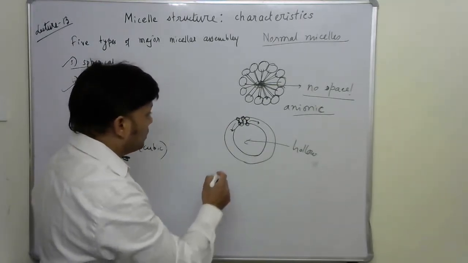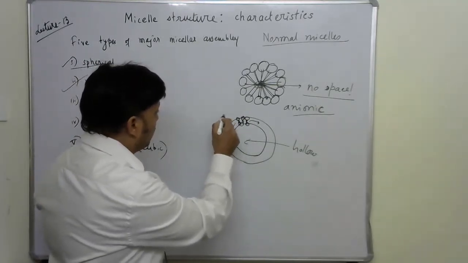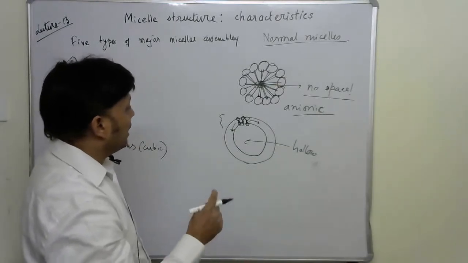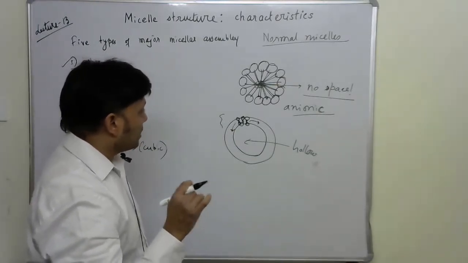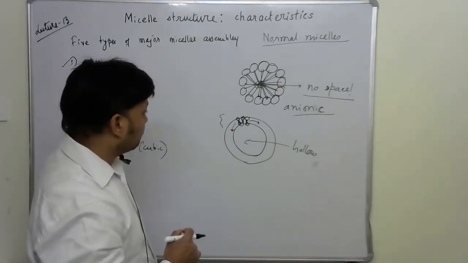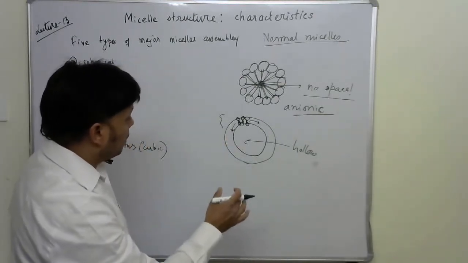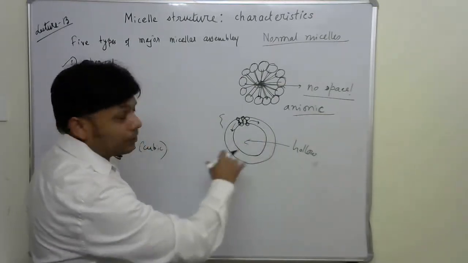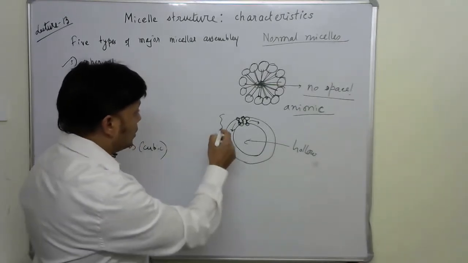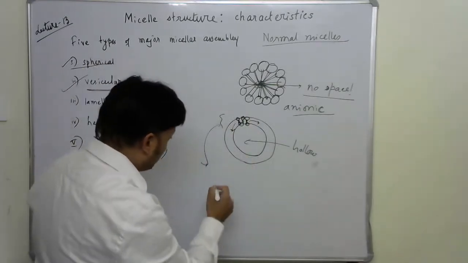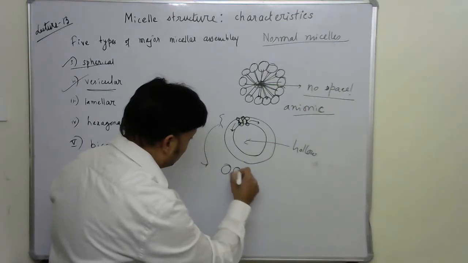This vesicle is actually very much like the cell membrane, right? The lipid membrane. The lipid molecules also arrange in a similar fashion. So if we enlarge this portion, it would look something like this.